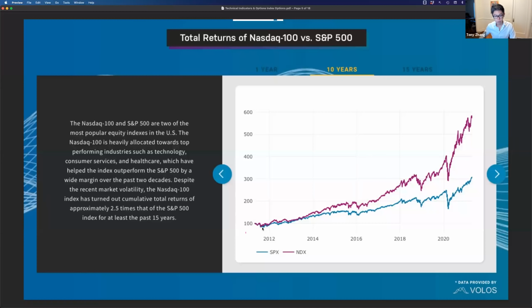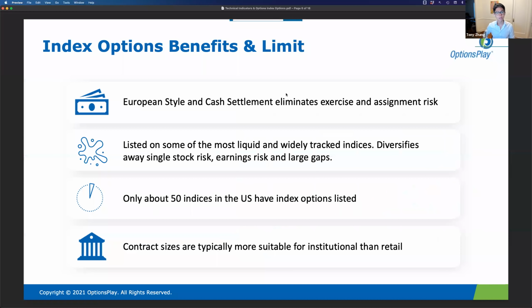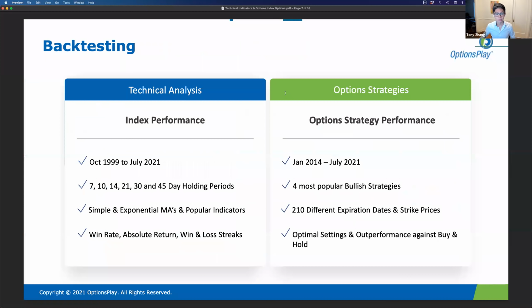If you look at the performance over the past 10 years, the S&P 500 returned a little over 200% return versus the Nasdaq-100 more than double that. So the performance difference between these two indices is quite different. So when we look at technical indicators, we want to look at both. We want to see not only how it performs, but how it performs against a benchmark. So what we really want to understand is how we actually think about these types of indices.